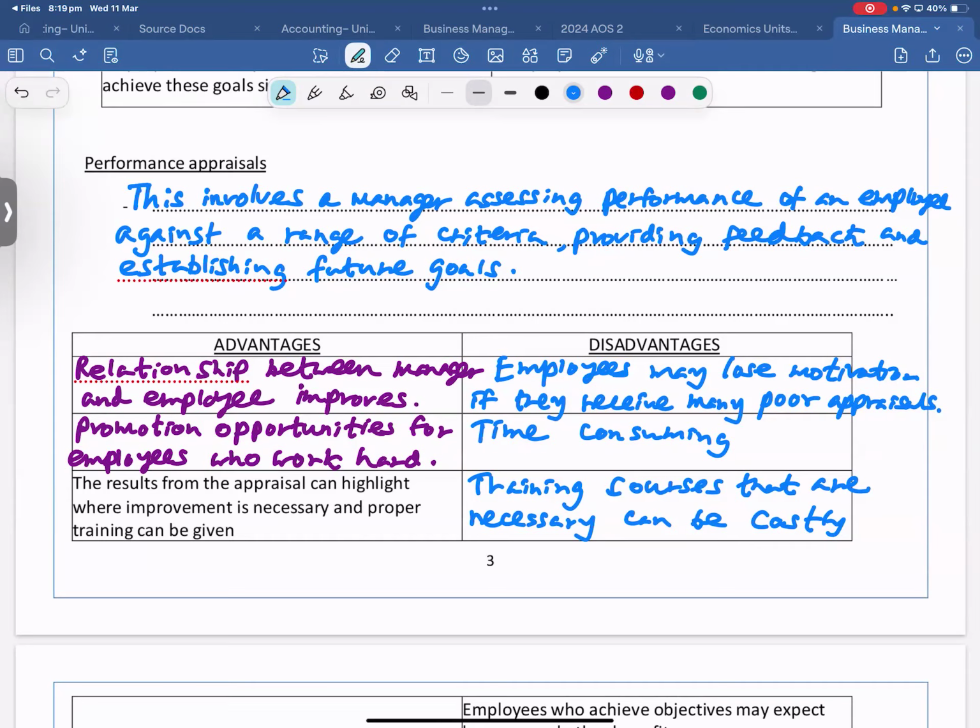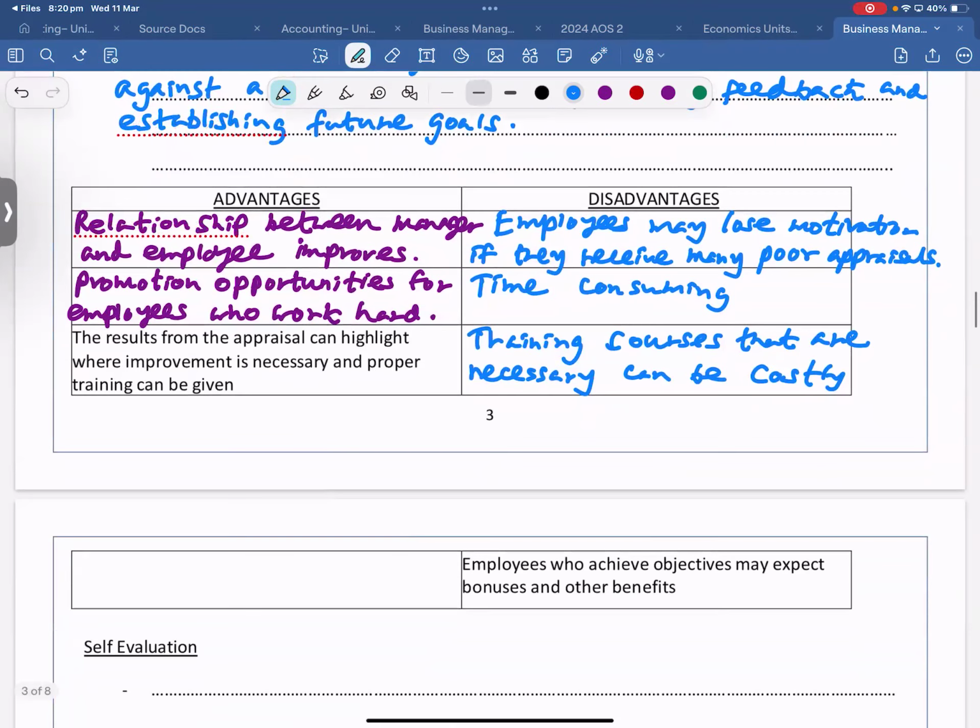What can be the criteria? Probably the productivity of the employee, maybe the communication level, and decision making, things like that. There can be different criteria. After that, giving feedback will be helpful to establish future goals. The advantages are quite similar to the previous one. The relationship improves, and promotion opportunities arise. This will also highlight where the employee requires training, and after that proper training can be given.